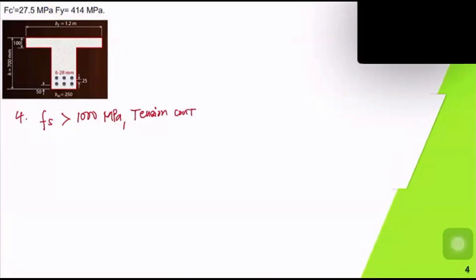So meron ulit tayong table dito. Meron yung compression controlled, tension controlled, and what do you call this? Transition. So if tension controlled, your phi is 0.9 from the table. So number 5, we can now compute for phi Mn, or the design strength.